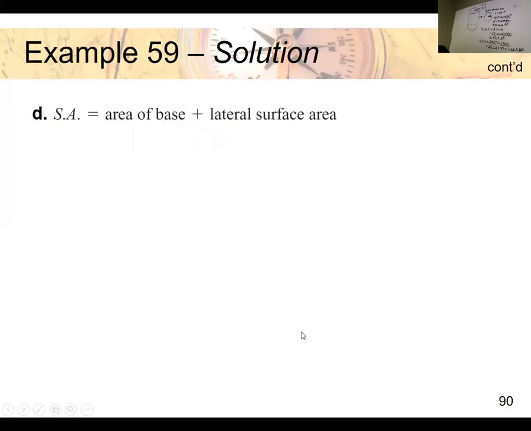And then part D. Here we add the area of the base to the lateral surface area. The area of the base that we found in part B was 175. The lateral surface area that we found in part C is 347.3. So this surface area is approximately 522.3 square centimeters. Okay.